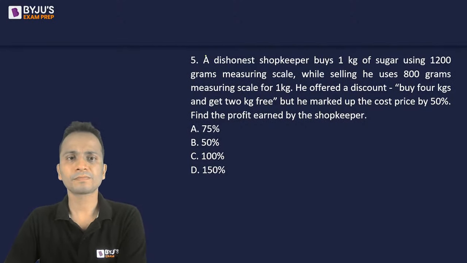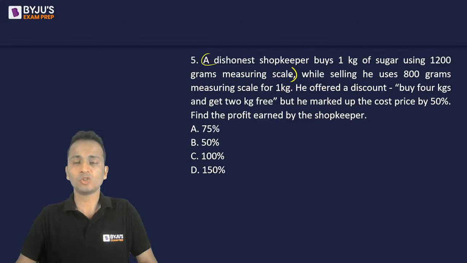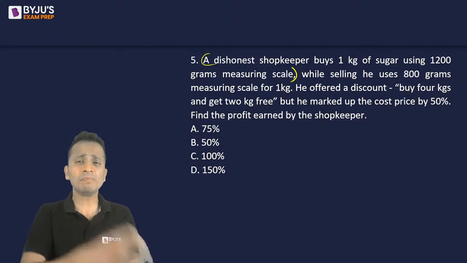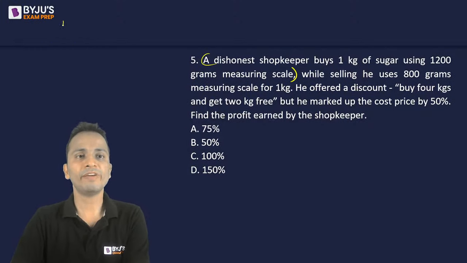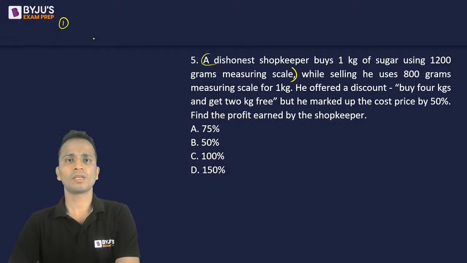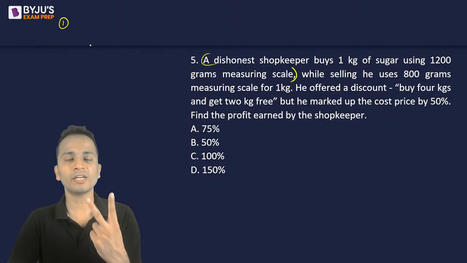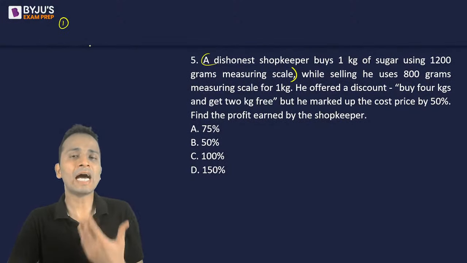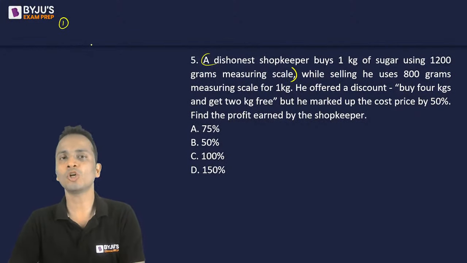Now the first effect is: the dishonest shopkeeper buys 1 kg of sugar using a 1200 gram measuring scale. So I went to buy 1 kg, but I took the measuring scale of 1200 grams. That means I'll be taking an extra 200 grams. Now, effect number one, what will it do? It will help me in getting extra quantity. What extra quantity? 200 grams of extra quantity for every 1000 grams. That means I am taking 20% extra. So that will contribute 20% to my profit.